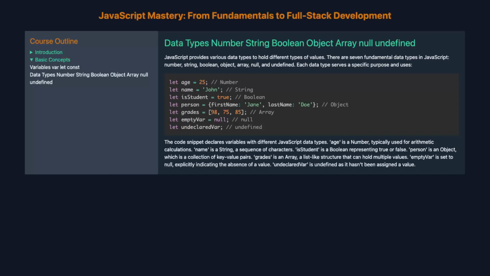Grades is an array, a list-like structure that can hold multiple values. EmptyVar is set to null, explicitly indicating the absence of a value. UndeclaredVar is undefined, as it hasn't been assigned a value.